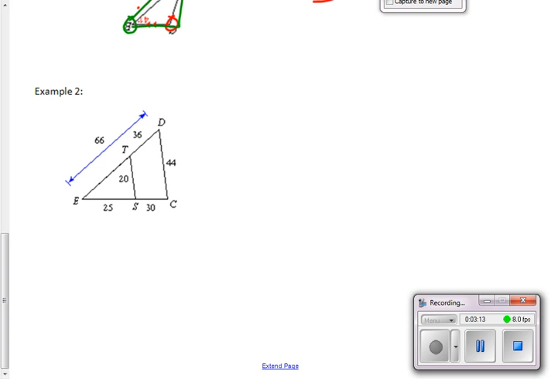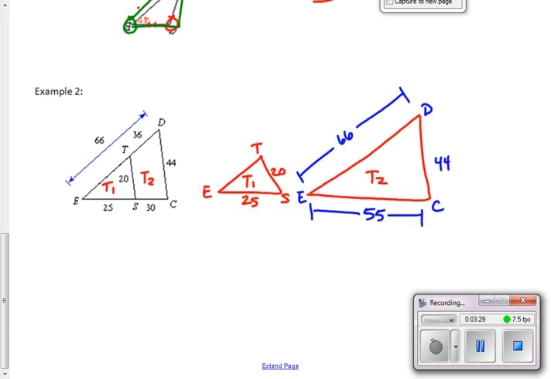In our next example, instead of using interior angles, they're giving you measurements to determine if these are similar triangles. What I like to do is break this down into two triangles, so draw two separate sketches. I have all the measurements there. What you need to know about similar triangles is that everything will be proportional to one another.